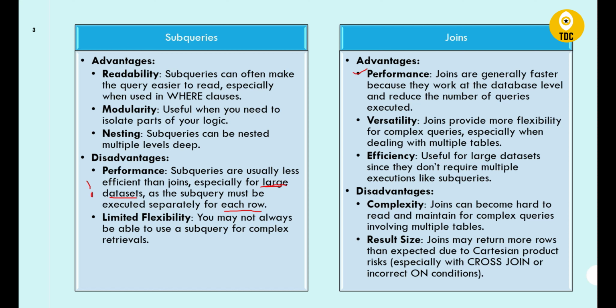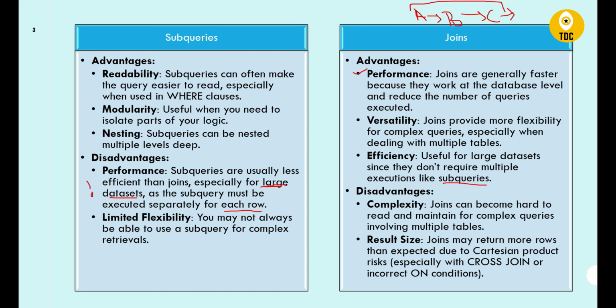Okay, and versatility: joins provide more flexibility for complex queries, especially when dealing with multiple tables. As I said, you can have A joining with B, and again B joining with C. That can create a complex query operation, and it can go on. And efficiency: it is useful for large data sets since joins do not require multiple executions like subqueries. So suppose there is a table A joined with table B and table B joined with table C, all the execution happens at once.